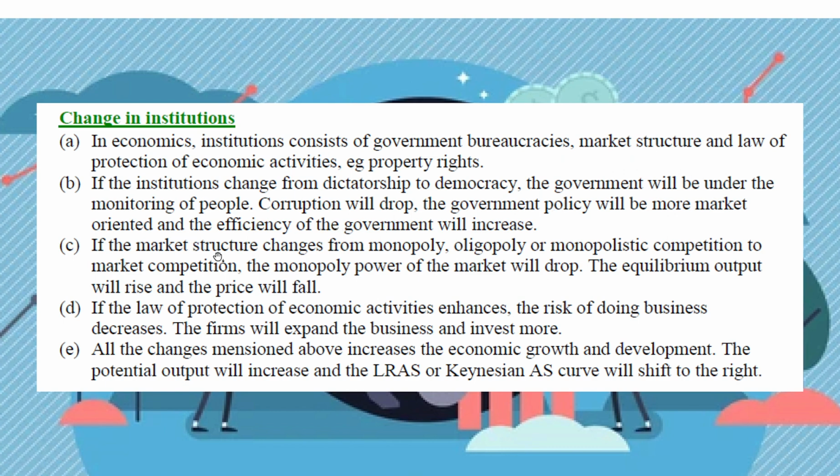Also, if the market structure changes from monopoly, oligopoly, or monopolistic competition to market competition, the best thing, okay? The monopoly power of markets drops, okay? So the equilibrium output will rise and the price will fall, okay? If the law of protection of economic activity is enhanced, the risk of doing business decreases, right? So the firm will expand and investment will be more. All this is about the increase of economic growth and development. And the potential output will increase and the LRAS curve, or the Keynesian AS curve, will shift to the right.